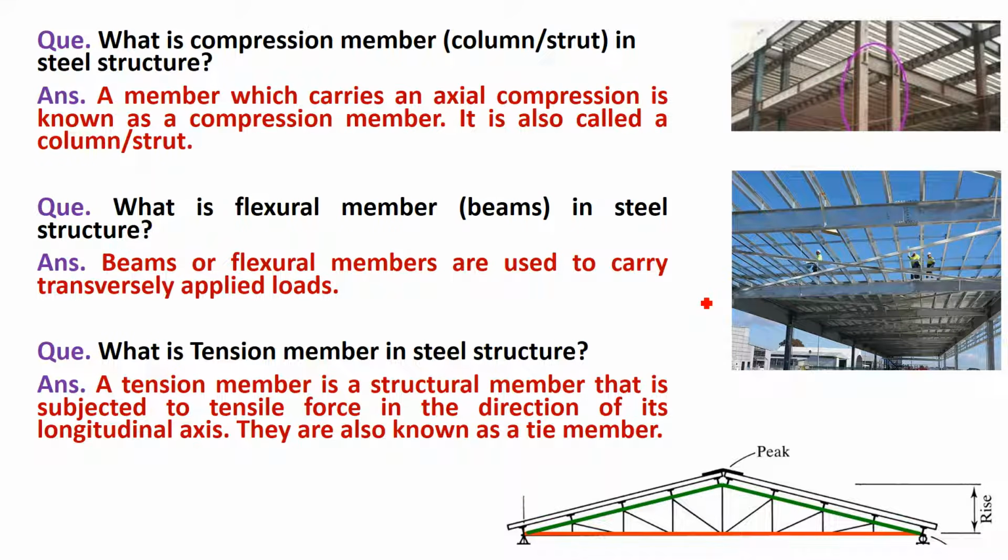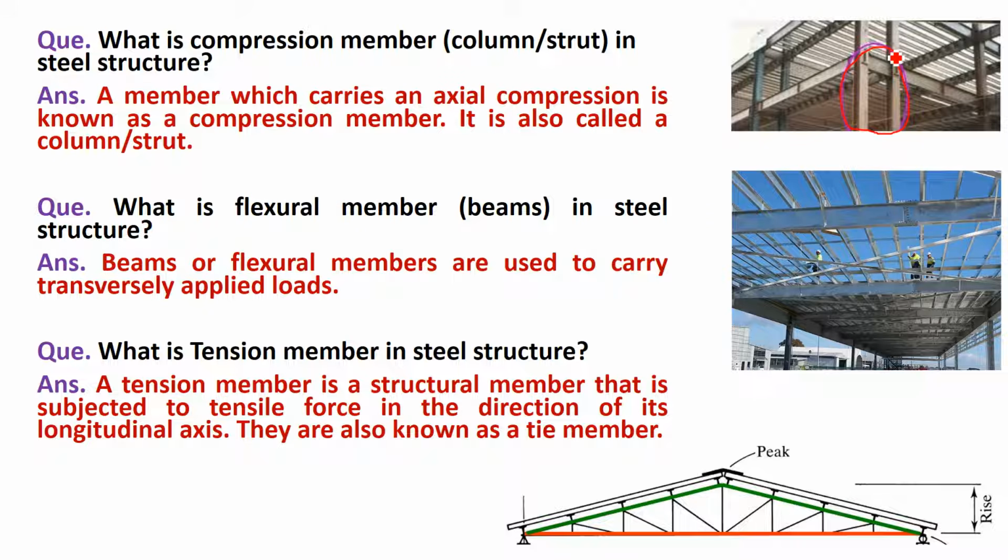Then very basic questions. What is compression member? Compression member, which is also called as column or strut in steel structures. So column, or compression member, means a member which carries axial compressive force. In other words it is called as column or strut, right? So if you look at the first figure, these vertical members are the columns which are called as compression members. But in steel structure, it is not necessary that a compression member is always vertical. It is not mandatory that it is always a column.